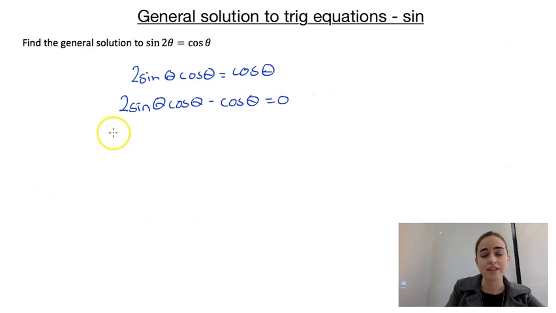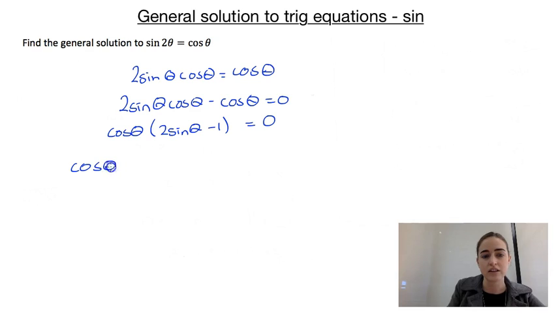And now I can factorize out my common factor, which is cos theta. So I have cos theta outside of 2 sine theta minus 1 equals 0. Now either this has to equal 0 or this guy has to equal 0. So we're going to have cos theta equals 0 or 2 sine theta minus 1 equals 0. Now to solve this one, we'd use our graph.